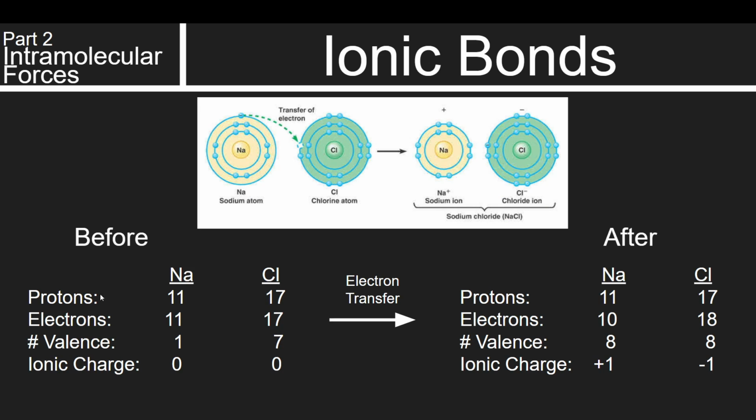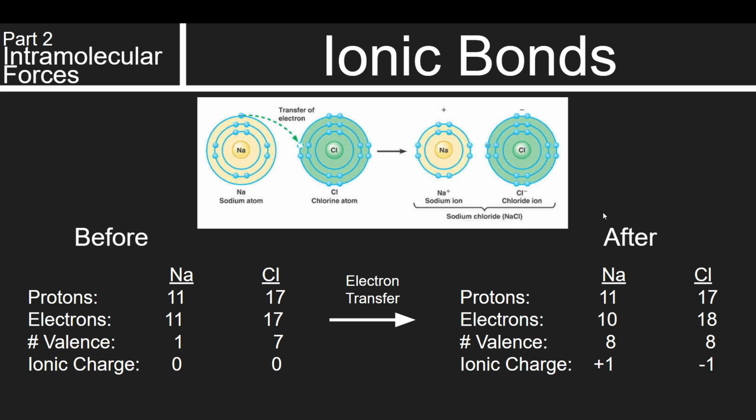So before, Na had 11 protons and 11 electrons because it was neutral, and had one valence and an ionic charge of 0. Remember ionic charge, of course, these are neutral states, so they'll have 0 ionic charge. And then chlorine has 17 protons, 17 electrons, and 7 valence, and then an ionic charge of 0. This 7 and this 1 are both unstable, but 8 and 8 is very stable, or rather 0 and 8. So this transfer is going to happen.